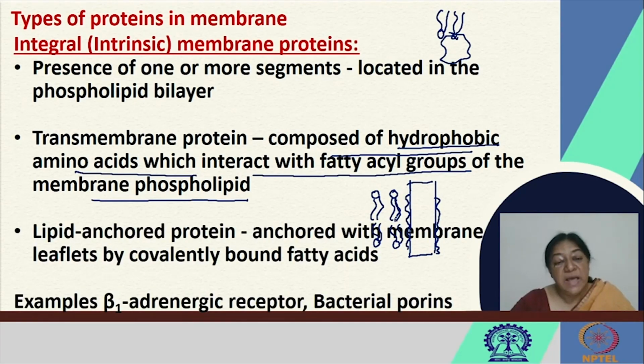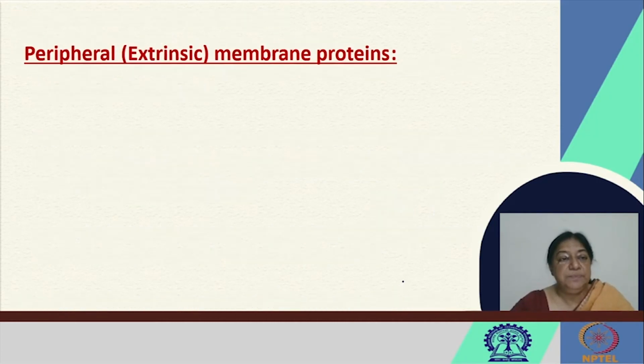We have the lipid anchored proteins, where they are anchored with the membrane leaflets by covalently bound fatty acids. These are specific examples of these types of integral proteins. We will look at them in a bit more detail.